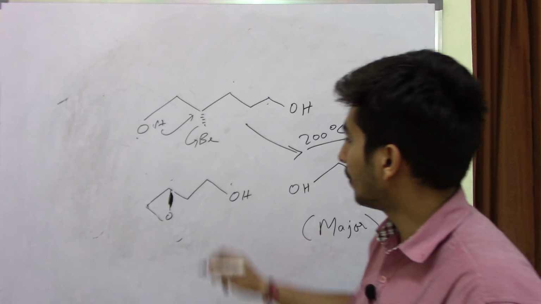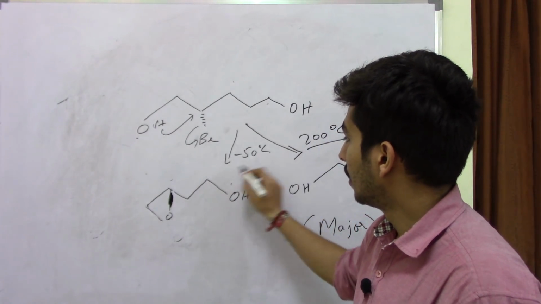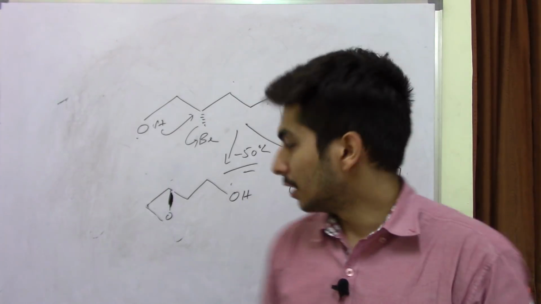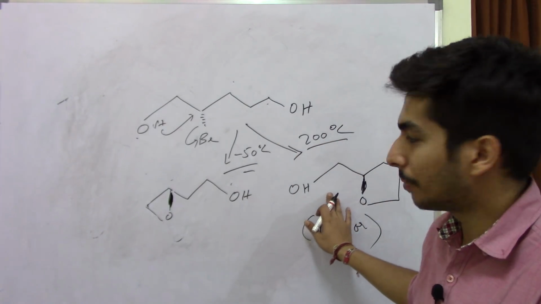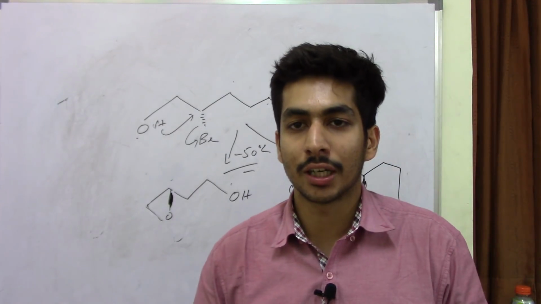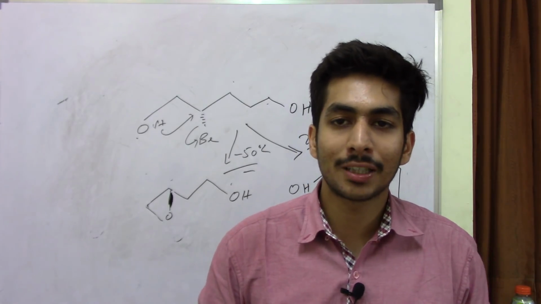But if I do the same reaction at, let's say, minus 50 degrees Celsius, the 3-membered ring will be the major product. Why? Because this one is thermodynamically more stable, this is kinetically more stable. Here you cannot explain this concept, this thermodynamic and kinetic control, by the transition state.